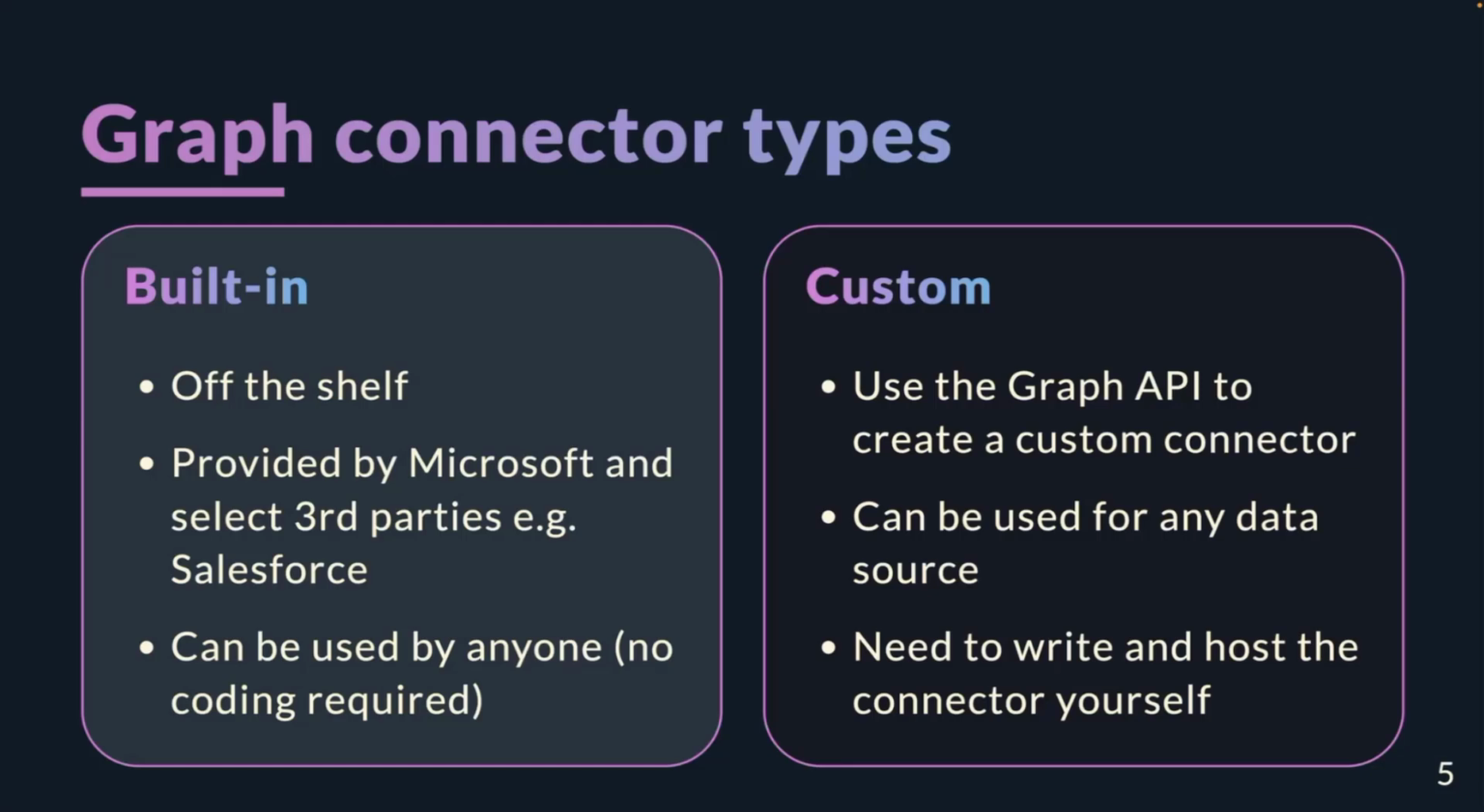So the only difference here is the built-in one has no infrastructure. You don't need to code anything. You can almost just click a few buttons and you're done. Whereas a custom graph connector, I should say, is a little bit more involved. You obviously need to write some code and put it somewhere and be able to access it.